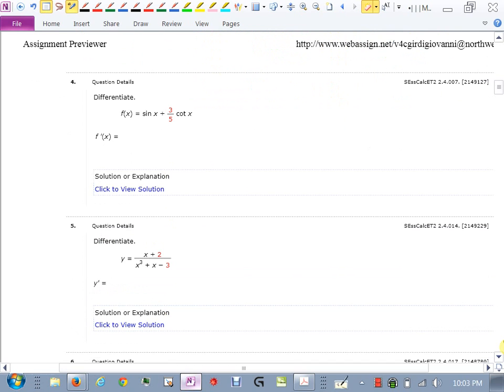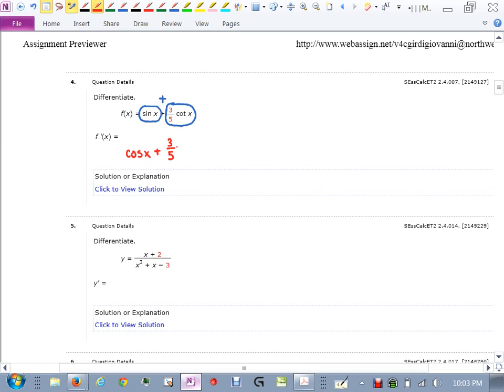All right, I want to differentiate what we've got here. So first thing you need to notice is that we do not have product rule here. We have sine x being added to something else over here. So I can do these individually, just take the derivative. The derivative of sine of x is cosine of x, plus the 3/5 is the constant.